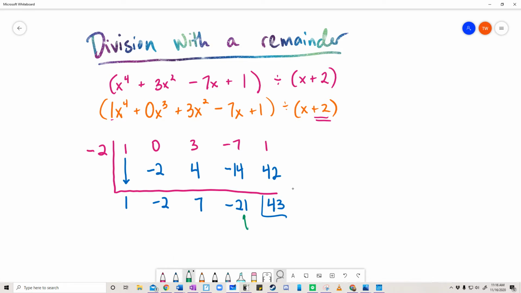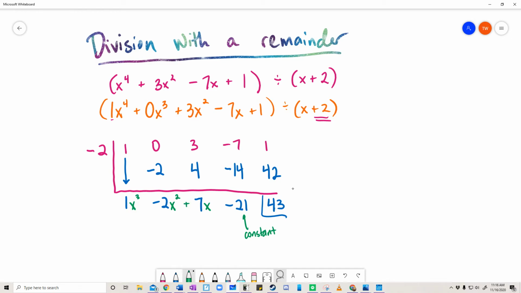So I'm going to start with the negative 21. That's still my constant. It's no variable. The 7 is my x term. The negative 2 is my x squared term. And the 1 is an x to the third power. That's my x cubed term.